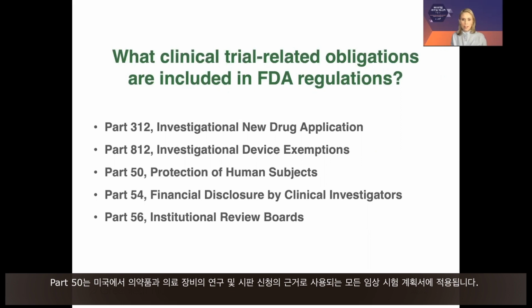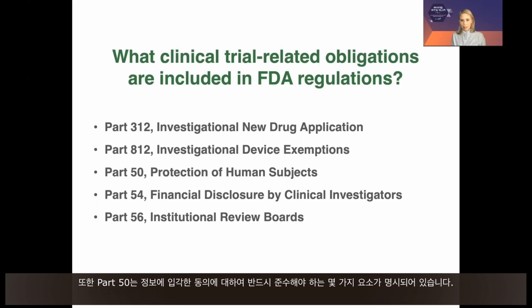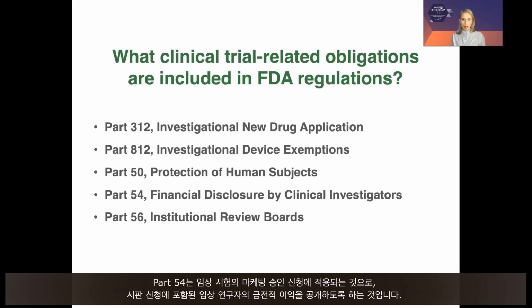Part 50 applies to all clinical investigations that are used to support applications for research or marketing of drugs or devices in the US. Essentially, it requires that the investigator obtain informed consent from research subjects as a condition of their participation in the clinical trial. And there are several elements of informed consent that are set forth in Part 50 that must be complied with.